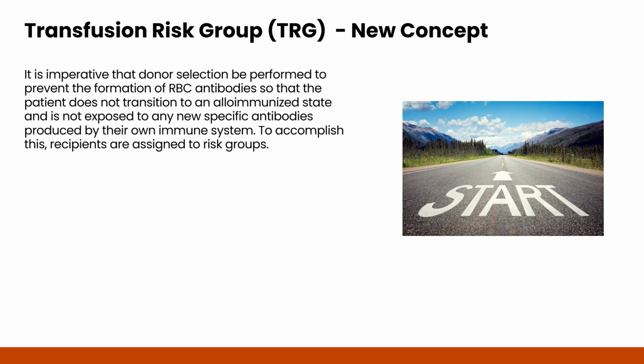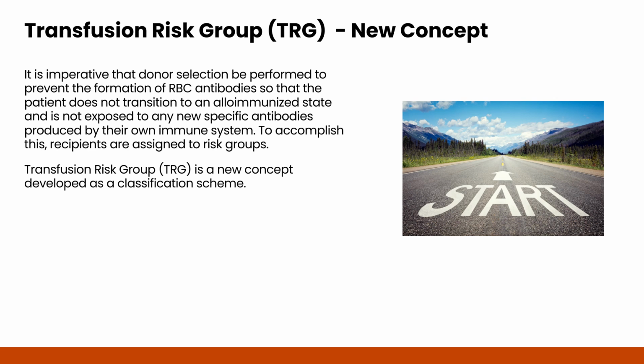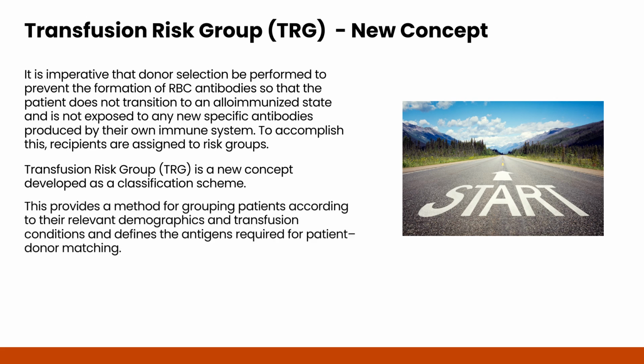It is imperative that donor selection be performed to prevent the formation of RBC antibodies so that the patient does not transition to an alloimmunized state and is not exposed to any new specific antibodies produced by their own immune system. To accomplish this, recipients are assigned to risk groups. Transfusion Risk Group, TRG, is a new concept developed as a classification scheme. This provides a method for grouping patients according to their relevant demographics and transfusion conditions and defines the antigens required for patient-donor matching.